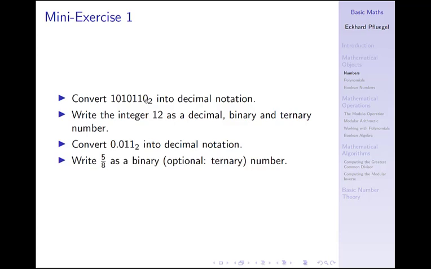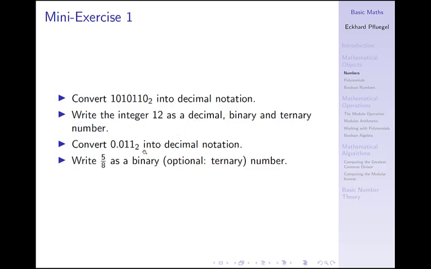As the next exercise, you do it the other way around based on a decimal number, 12. Well, it's very straightforward to express that as a decimal number. Can you also convert it to a binary and then perhaps to a ternary number?